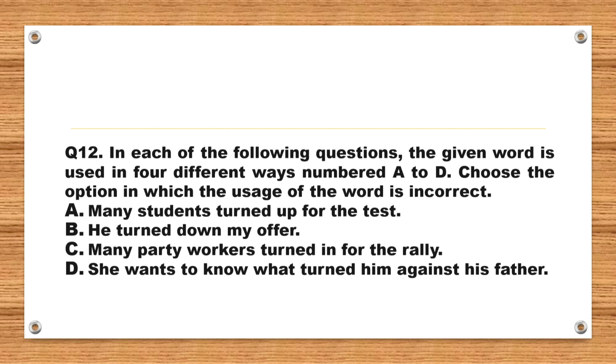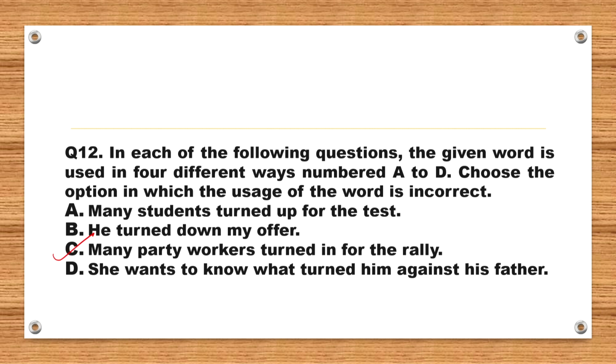Let's discuss. So, we need to choose the option in which the usage of the phrasal verb is incorrect. So, our first option A is many students turned up for the test. Second, he turned down my offer. C, many party workers turned in for the rally. And D, she wants to know what turned him against his father. So, the error lies in option C.